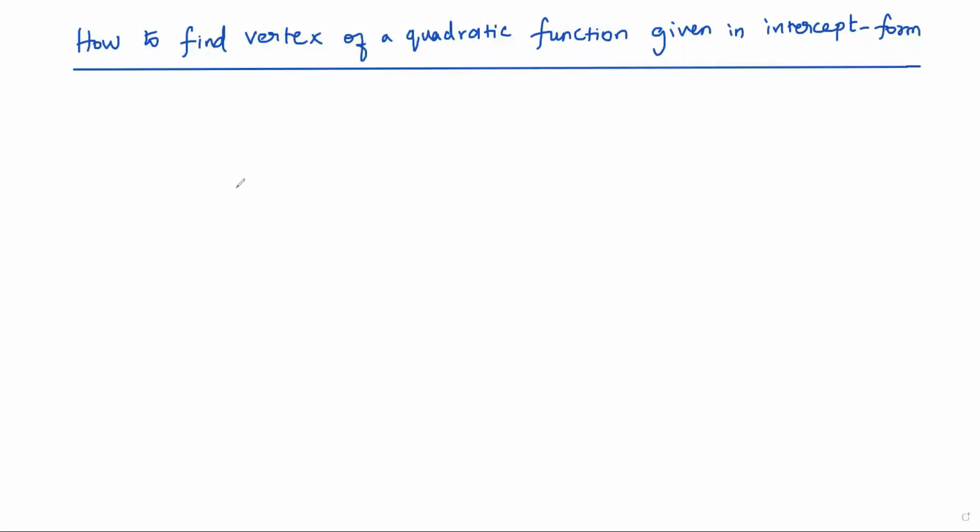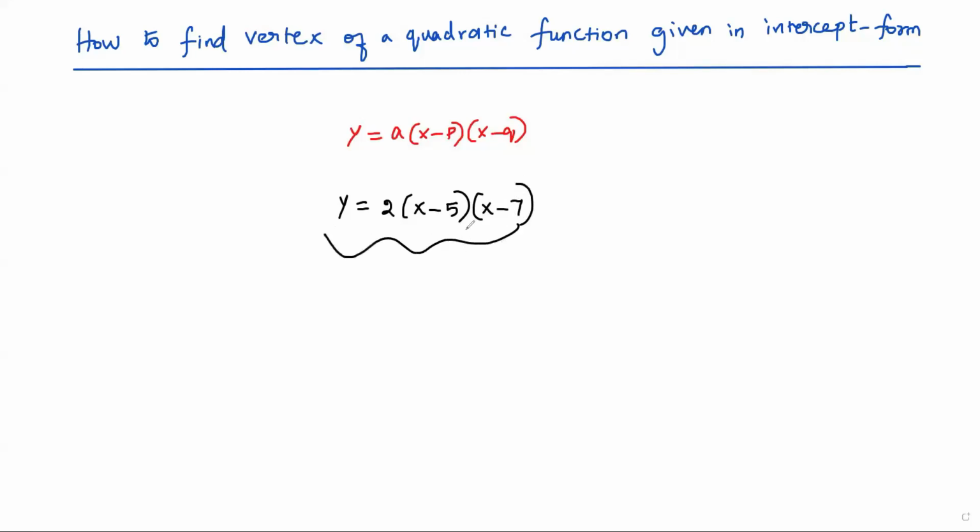Hi, in this video, we are going to see how to find the vertex of a quadratic function which is given in intercept form. That is, y equals a times (x minus p) times (x minus q). Okay, let's see this with an example. Consider a quadratic function in intercept form: y is equal to 2 times (x minus 5) times (x minus 7). Here this quadratic function is in intercept form.